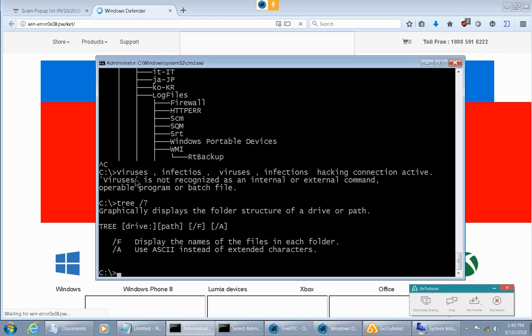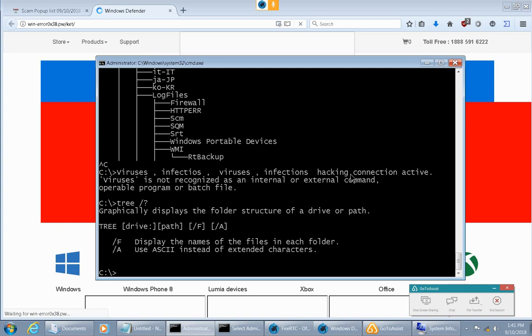Now, when I pressed the enter key, it had viruses, infect those. He said that these mean that they're infections. And here he's got viruses, infect those viruses, infections. He repeated it, and hacking. Now, when I pressed the enter key, it showed virus. Virus is not recognized as an internal or external command.